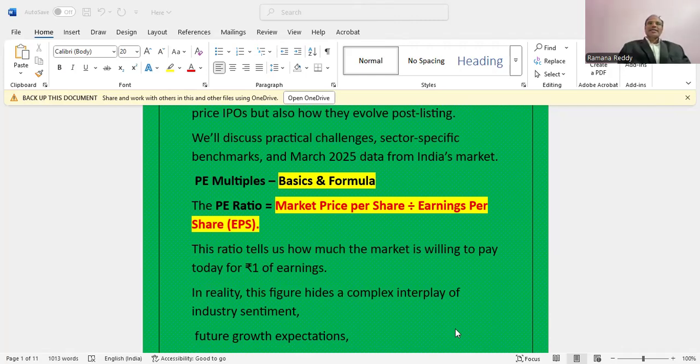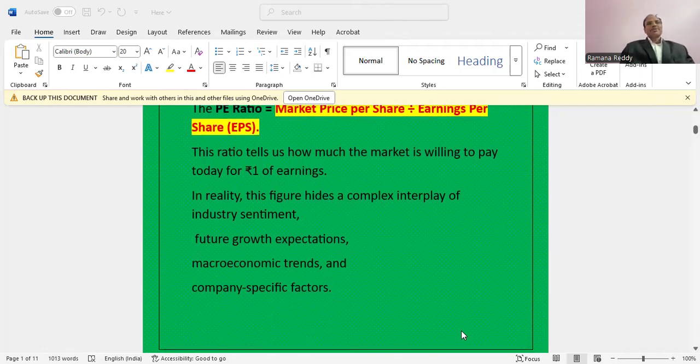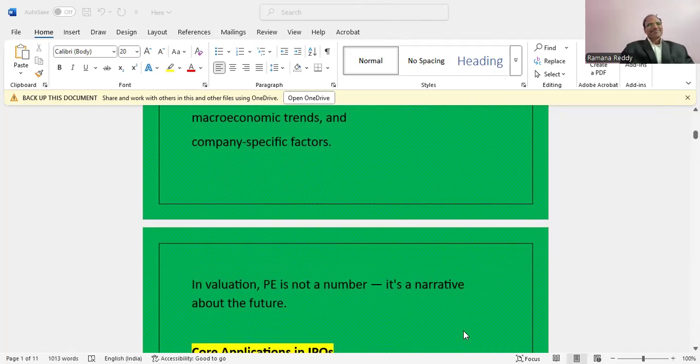In reality, this figure hides a complex interplay of industry sentiment, future growth expectations, macroeconomic trends, and company-specific factors. In valuation, PE is not a number. It is a narrative about the future.